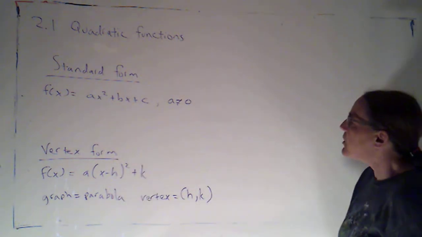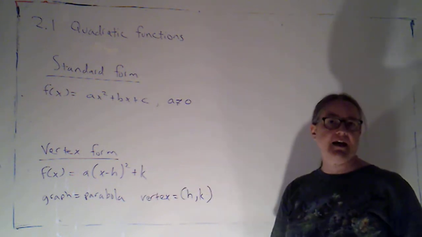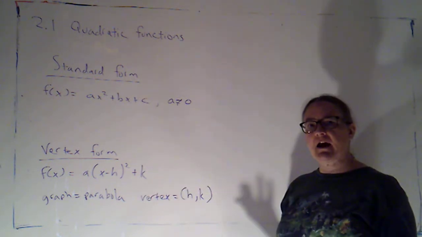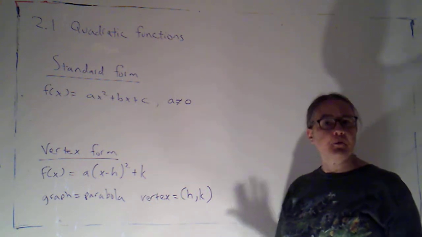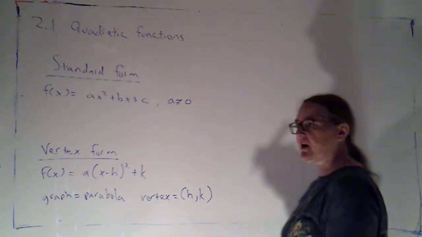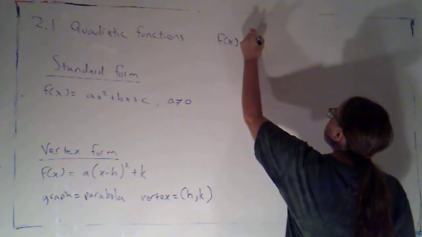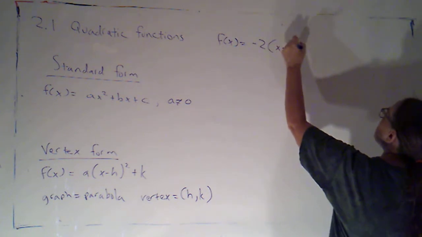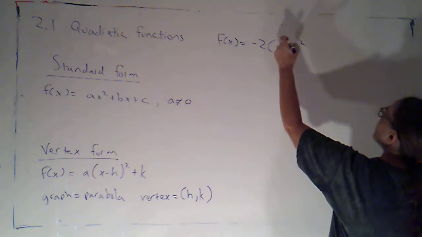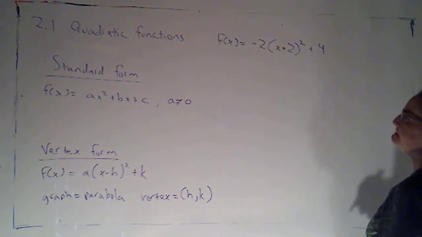Okay, so what I want to do is just review graphing something in vertex form. And then once we've got the graph, we'll ask a few questions about that graph that incorporate some of the other concepts that we talked about in chapter 1. So let's just say f of x is equal to -2 times (x minus 2) squared. Oh, let's actually make that (x plus 2) squared plus 4.